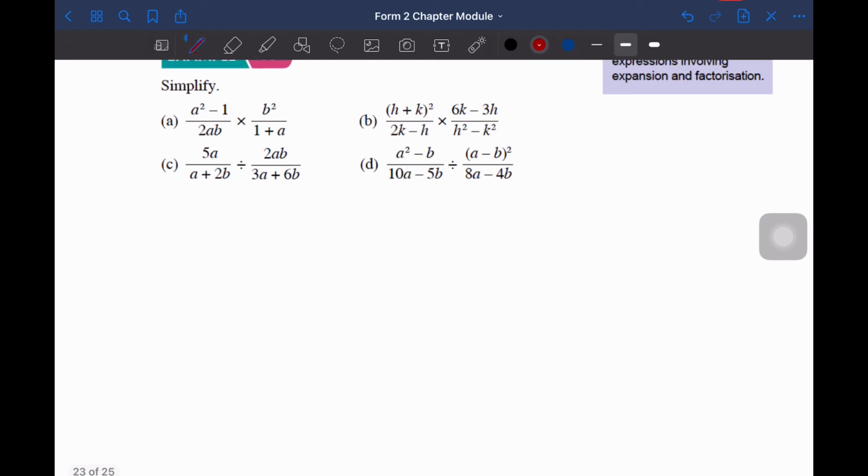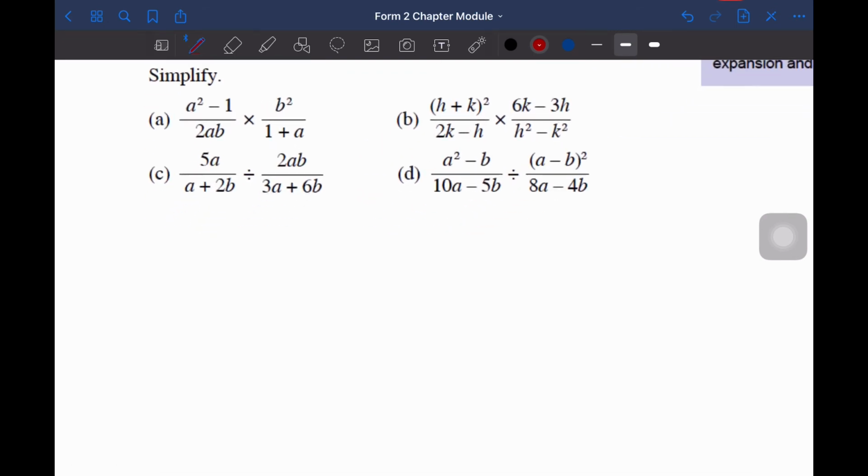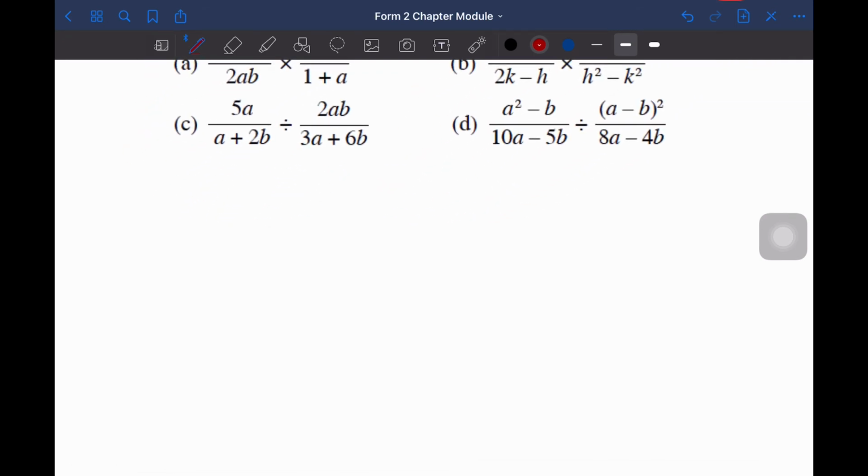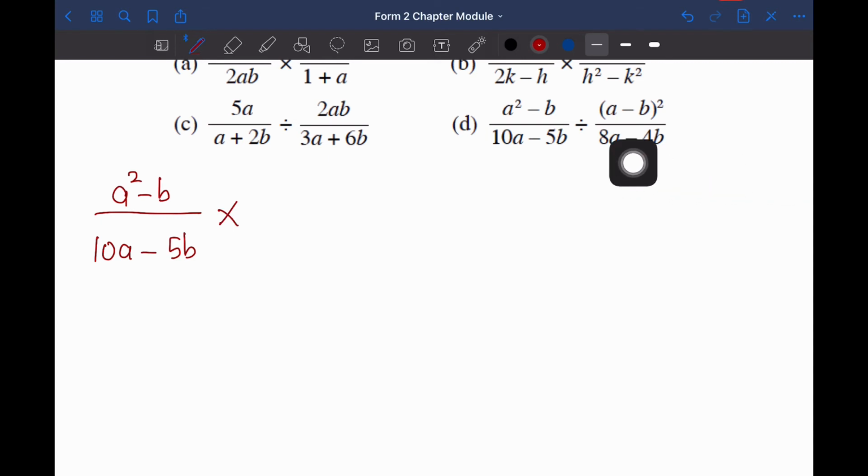Okay, last question for example 19. Kita cuba D. So we have A square minus B over 10A minus 5B. Bahagi tukar jadi darab. So times, bawah naik atas, atas turun bawah. 8A minus 4B over A minus B square.